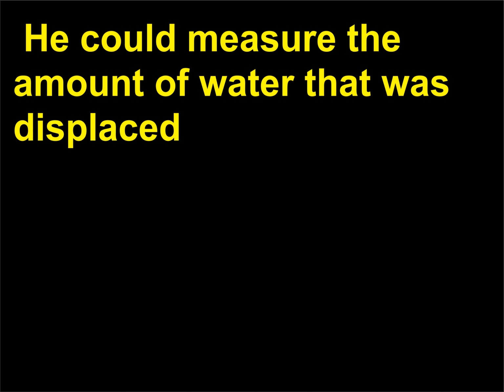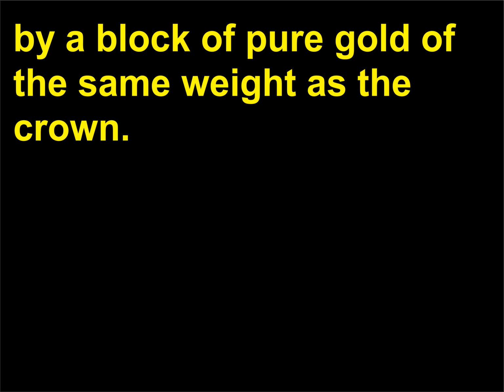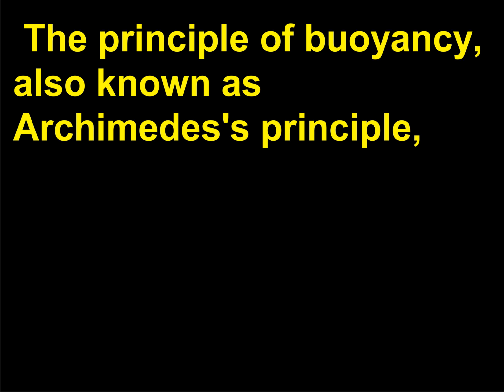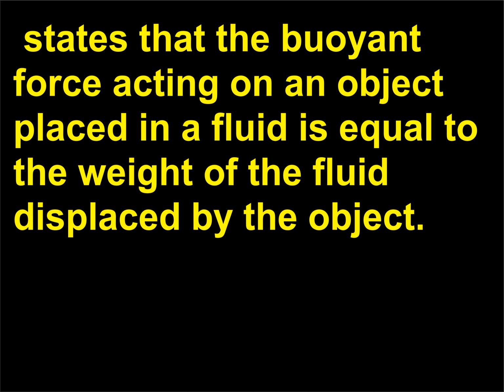He could measure the amount of water that was displaced by a block of pure gold of the same weight as the crown. If the crown was made of pure gold, it would displace the same amount of water as the block of gold. The principle of buoyancy, also known as Archimedes' principle, states that the buoyant force acting on an object placed in a fluid is equal to the weight of the fluid displaced by the object.